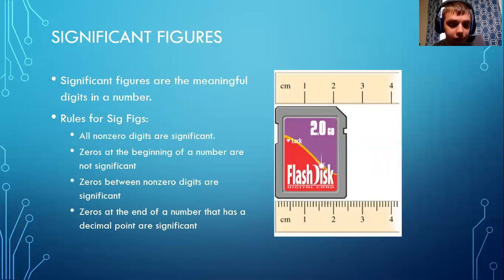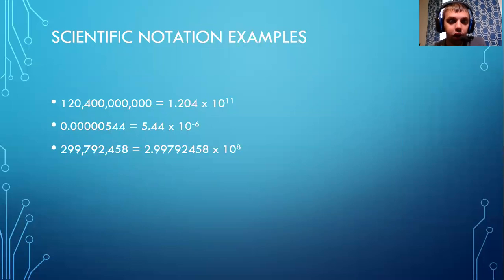But zeros between non-zero digits are significant. So let's go back to that example. See the top one there? You need this 0 in the 1.204 to know where that 4 is. So it has to stay there.